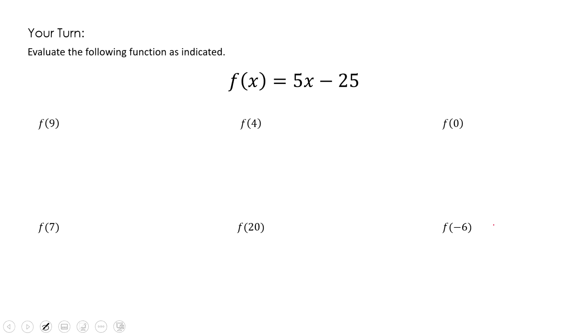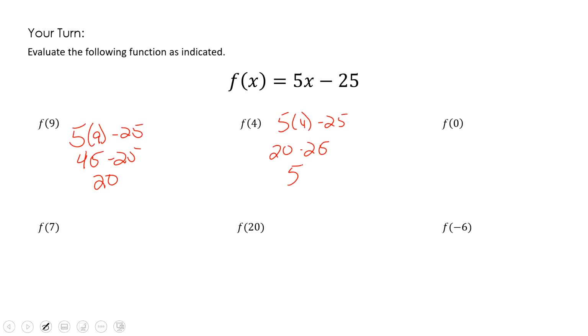Okay, so our equations: 5 times 9 minus 25, 45 minus 25, 20. 5 times 4 minus 25, 20 minus 25, -5. f of 0 is 5 times 0 minus 25, so I end up with -25 there. f of 7 is 5 times 7 minus 25, that's going to be 10.